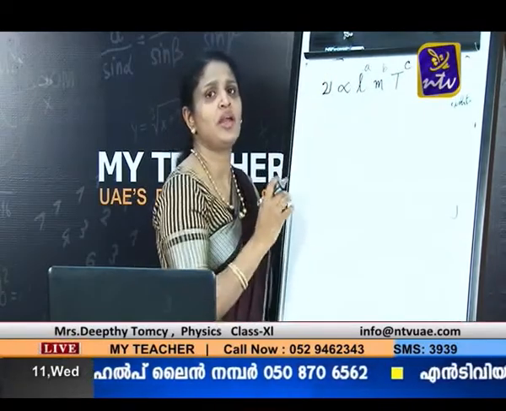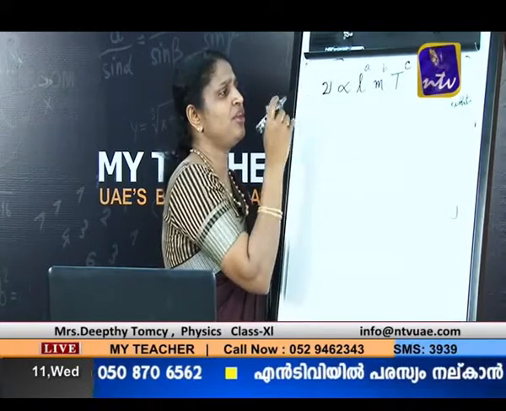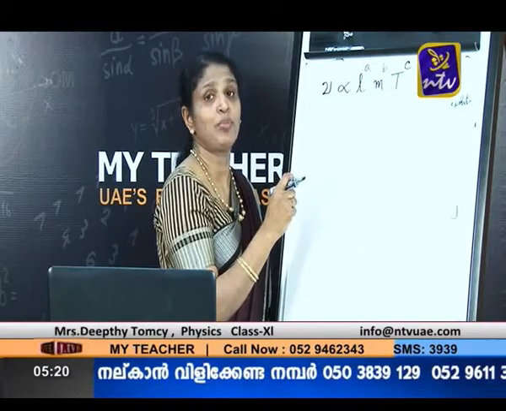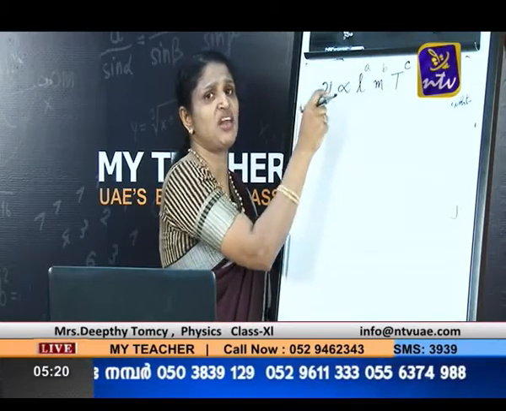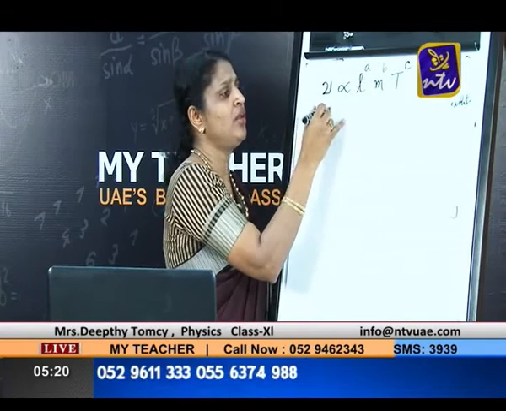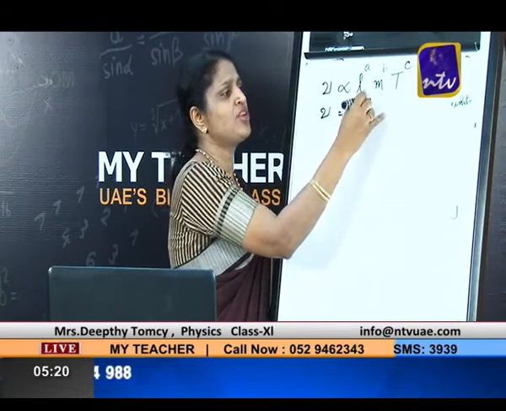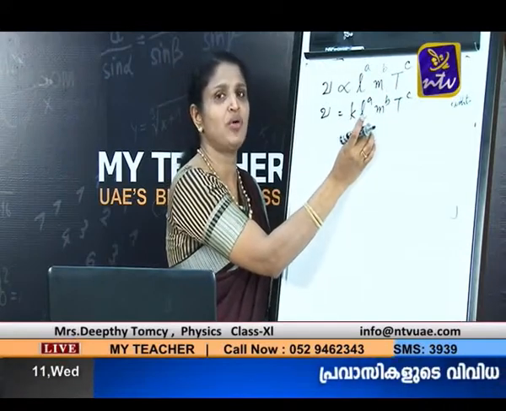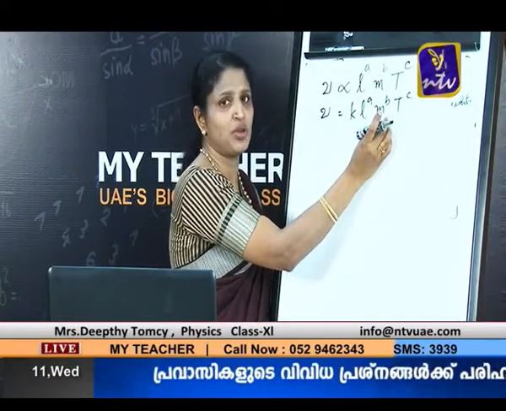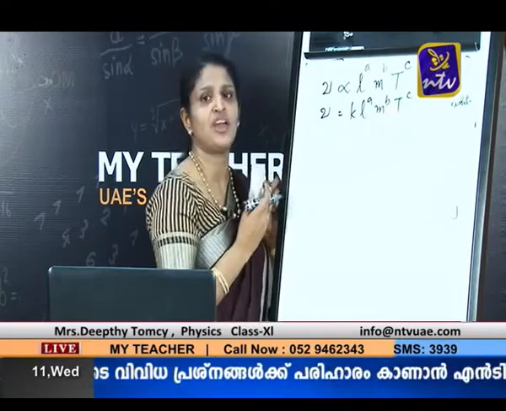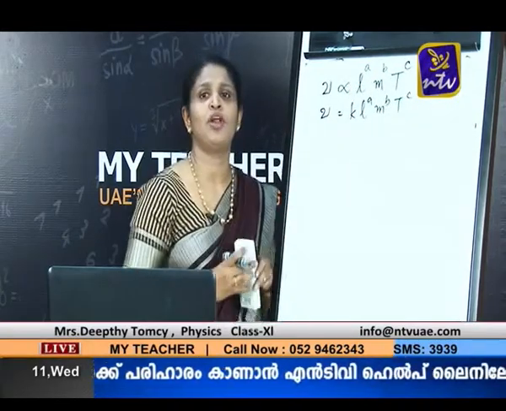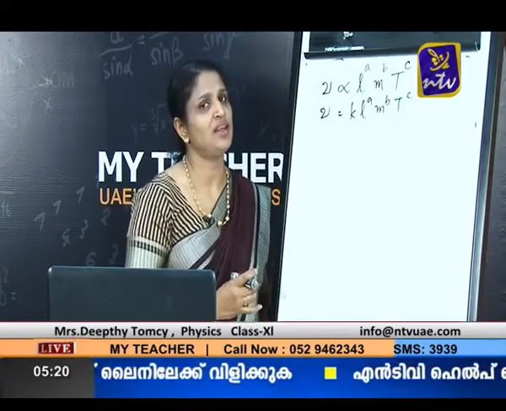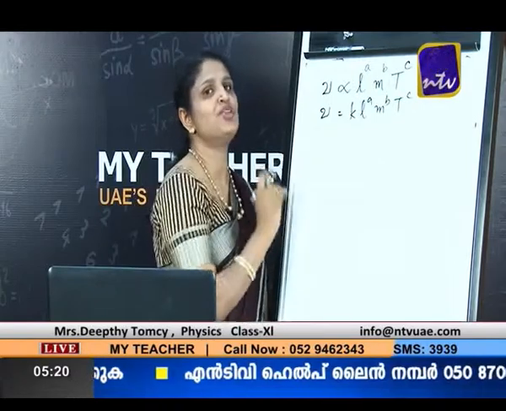You can see very clearly that the dimensions on the left hand side and right hand side should be exactly the same. If we want to change this proportionality sign into an equal to sign, we will introduce a constant k: L raised to A, M raised to B, T raised to C. L stands for length, M stands for mass per unit length, and T stands for tension. According to the principle of homogeneity, the dimensions on the left hand side and the right hand side should be exactly the same.